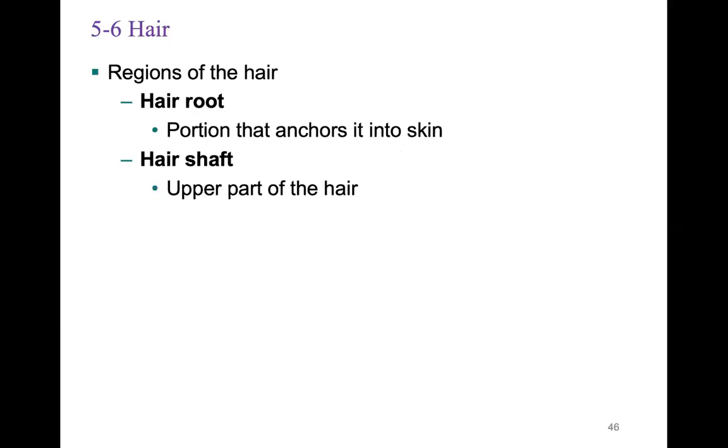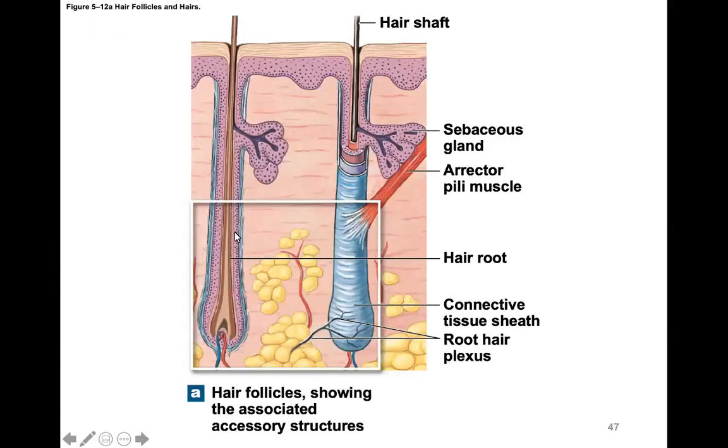Regions of the hair, we have the hair root. This is the portion that will anchor it into the skin. And then the hair shaft, this is the upper part of the hair. And looking here, this would be the root right here, and then this would be the hair shaft coming out of the skin here. We can see we have a sebaceous gland here. We'll talk about that in a second. That's going to help to keep the hair pliable and sort of coat it in this oily secretion. And then you also have the erector pili muscle. This is what can cause those goosebumps, quote unquote.